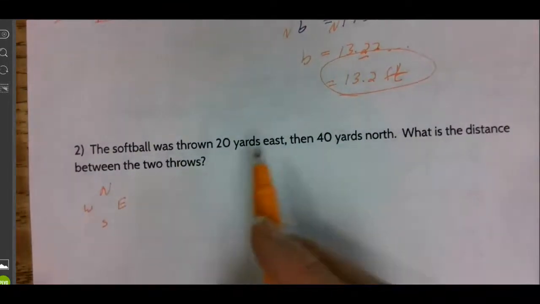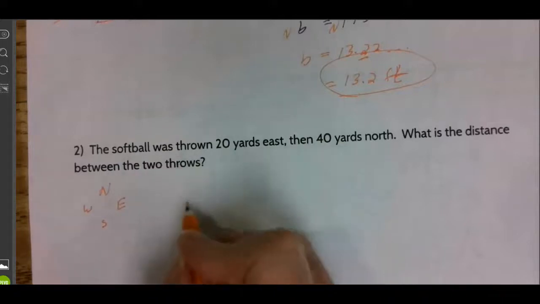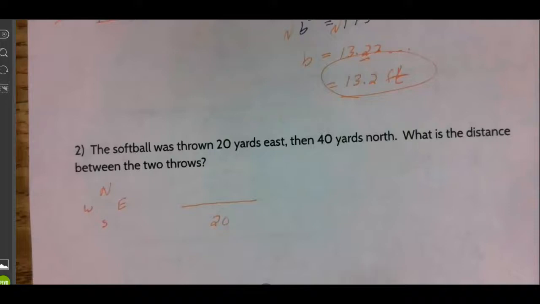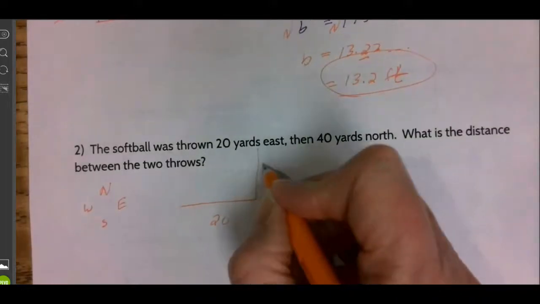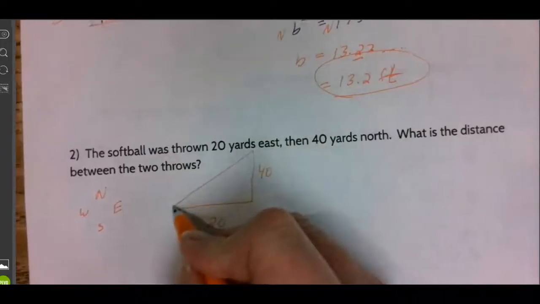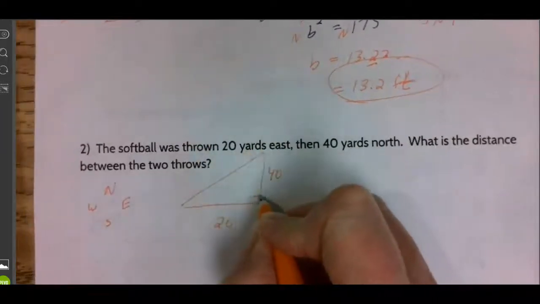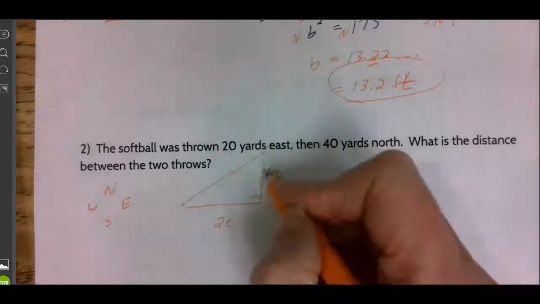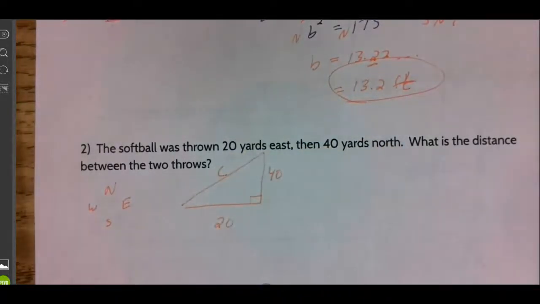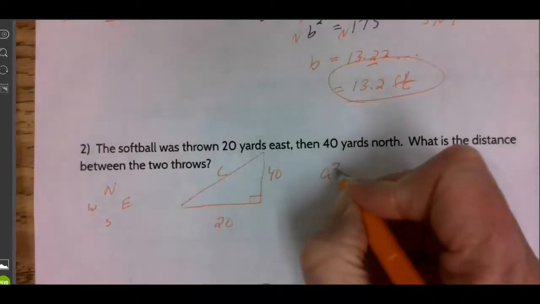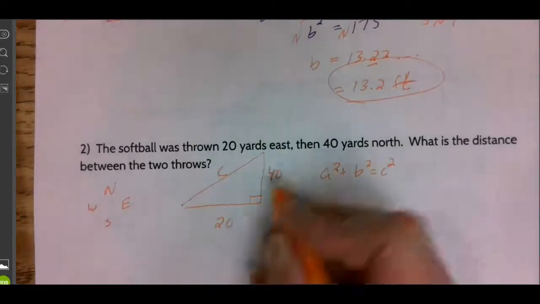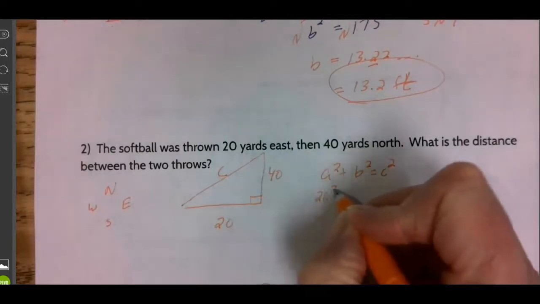Okay, so now let's draw this. The softball was thrown 20 yards east, and then 40 yards north. What is the distance between the two throws? East and north are perpendicular. They form a 90-degree angle. So this is our C, and we don't know C. So a squared plus b squared is equal to c squared. Plug in. These are your legs. Just choose them and plug them in.